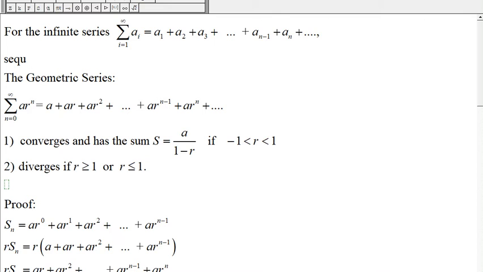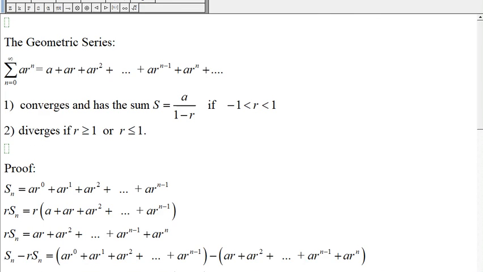So we have just looked at the geometric sequence. Now let's look at the geometric series. So we have an infinite series like this, where n starts at 0 and goes to infinity. And so the first term will be a times r to the 0, which is just a. And then the next term is a times r to the first, a times r to the second, and so on.